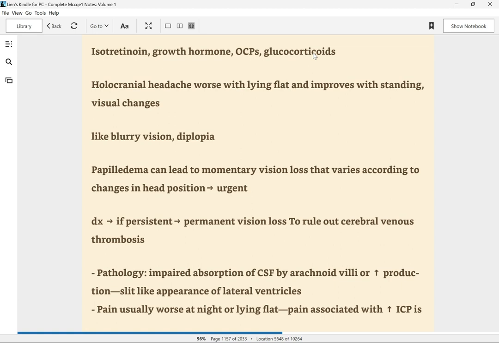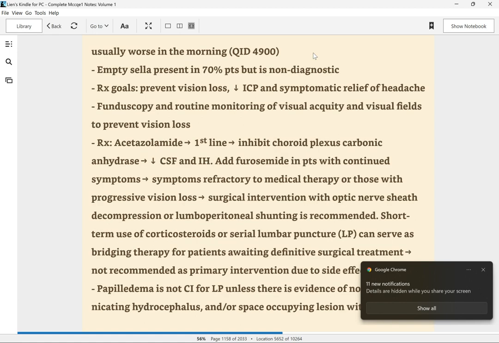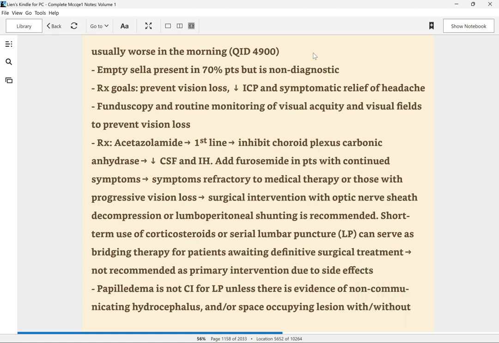impaired absorption of CSF by arachnoid villi or ↑ production. Slit-like appearance of lateral ventricles. Pain usually worse at night or lying flat. Pain associated with ↑ ICP is usually worse in the morning. Empty sella present in 70% of PTS but is non-diagnostic.